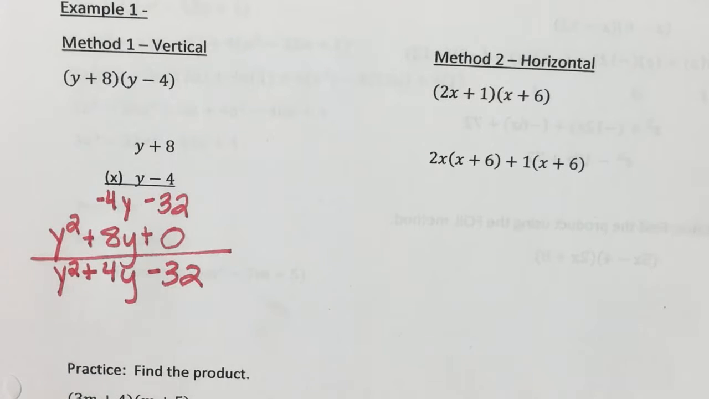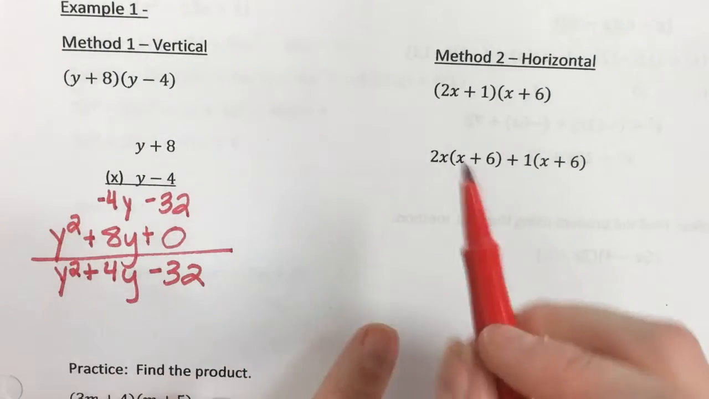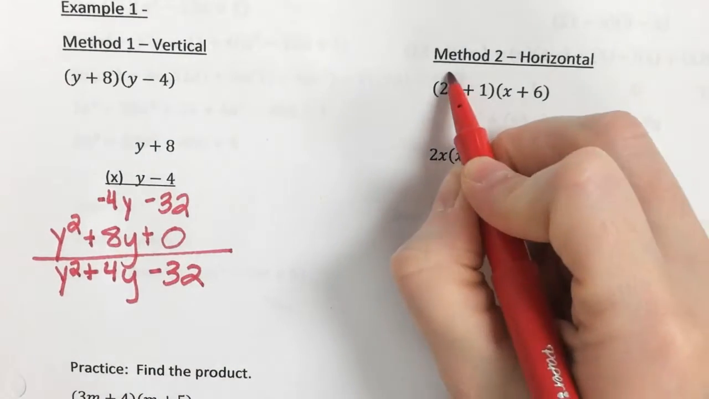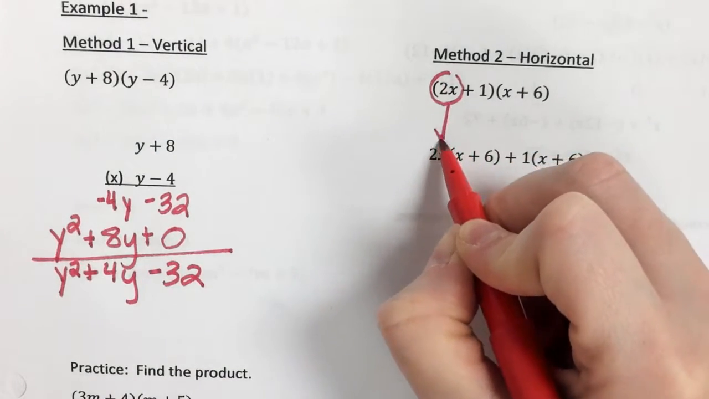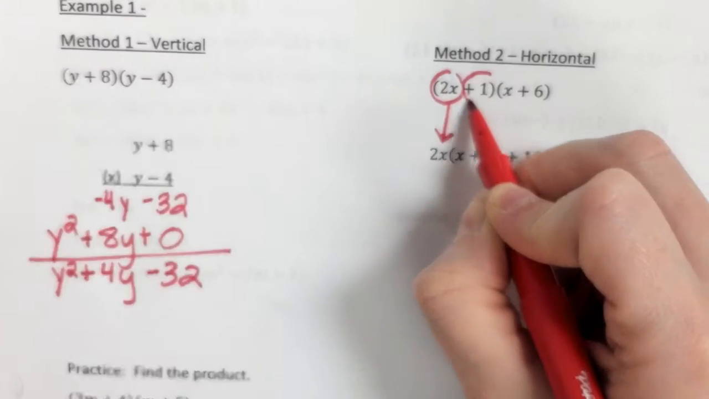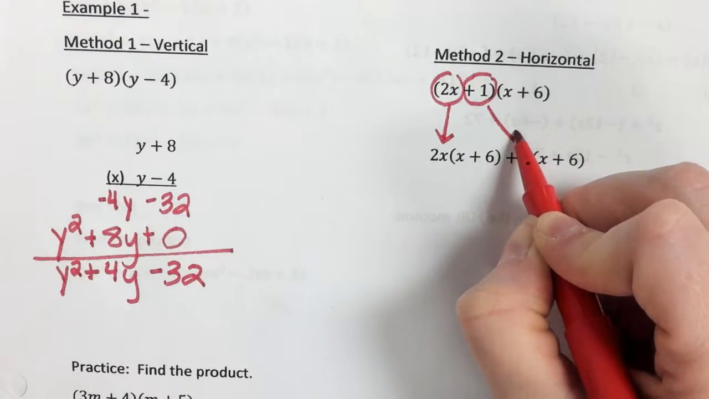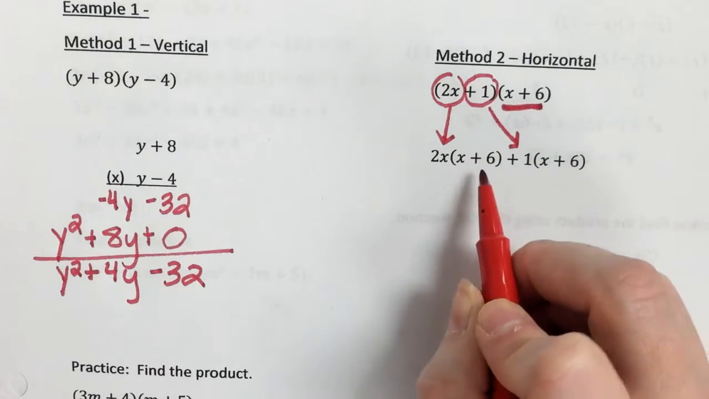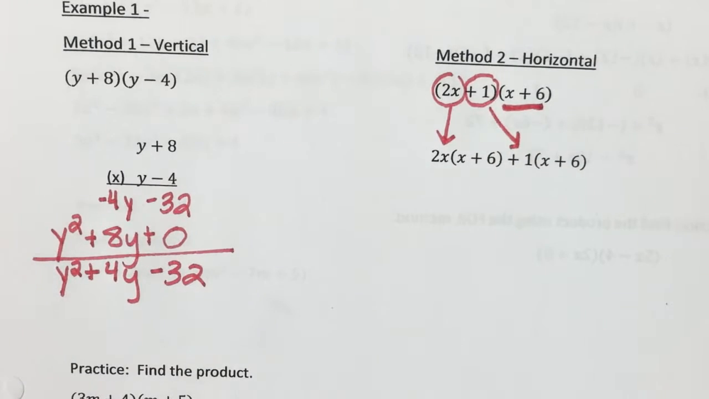Okay, so the second method. I'm taking this first parentheses and I'm kind of splitting it. I'm putting this 2x right here, and then I'm putting this plus 1 right here. And then this x plus 6, you write twice. Because I've got to distribute the 2x to it, and then I have to distribute the 1 to it.